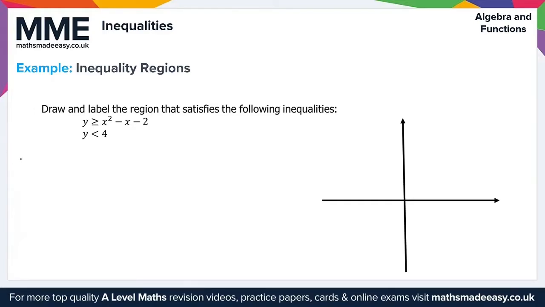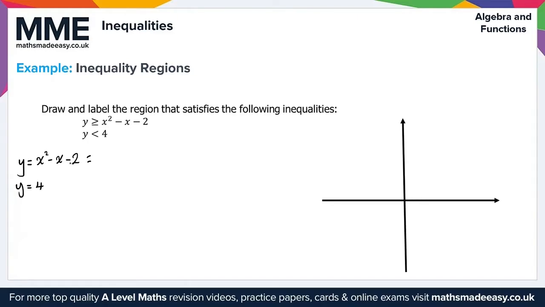So in that case what we obtain here is y equals x squared minus x minus 2. And we also obtain y equals 4 here. Now with both of these equations, what we want to simply do is draw both of these equations. So clearly my first equation here will be a quadratic, and my second equation here is just going to be a straight line.